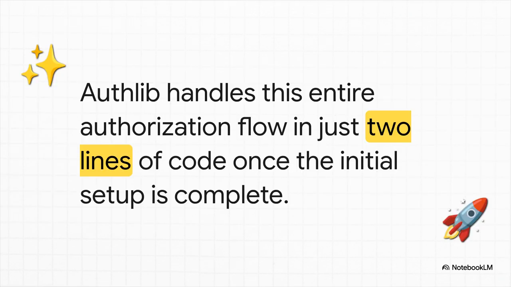And get this. According to one of the tutorials out there, once you've got it set up, that entire complicated dance we just talked about, it's handled by just 2 lines of code. 2 function calls. One to send the user on their way, and one to grab the token when they come back. That's it. That entire complex, critical security process boiled down to 2 lines.